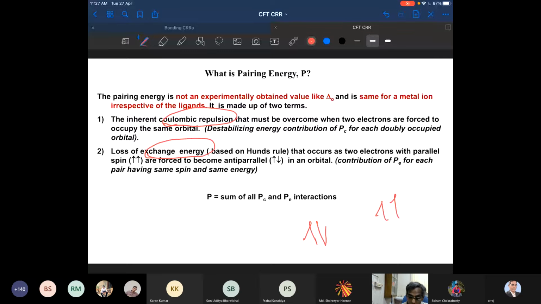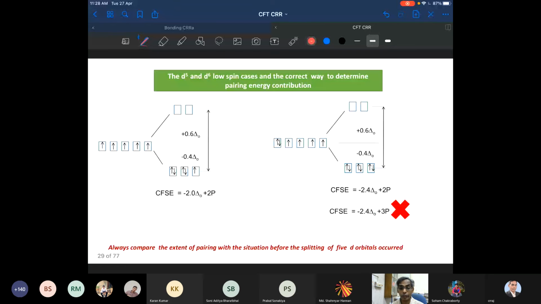It's supposed to be in an anti-parallel orientation. So the pairing energy P is a sum of Pc and Pe, that is your Coulombic as well as your exchange energy. When an electron has to go and pair, that is the cost the electron has to pay. Now, look at here. I think I don't need to explain further. I'm talking about the d5 system.